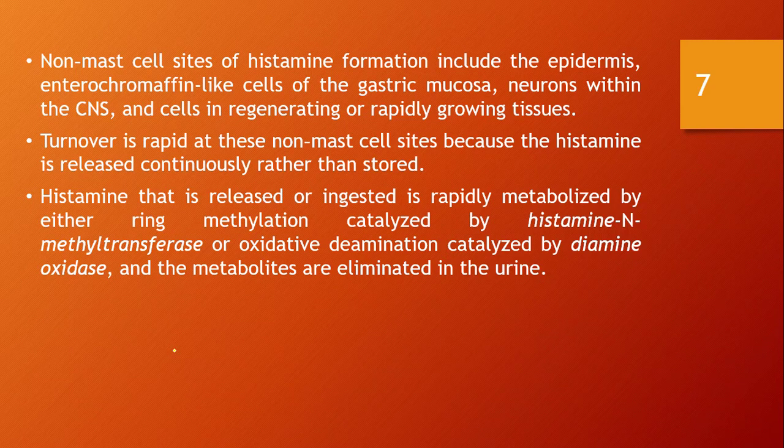This histamine, which is released and has acted upon its receptor, is rapidly metabolized either by ring methylation, which is catalyzed by the enzyme histamine N-methyltransferase, or by oxidative deamination, which is catalyzed by diamine oxidase. The metabolites are eliminated in urine. So if we do a urine analysis, we will find the metabolites over there.